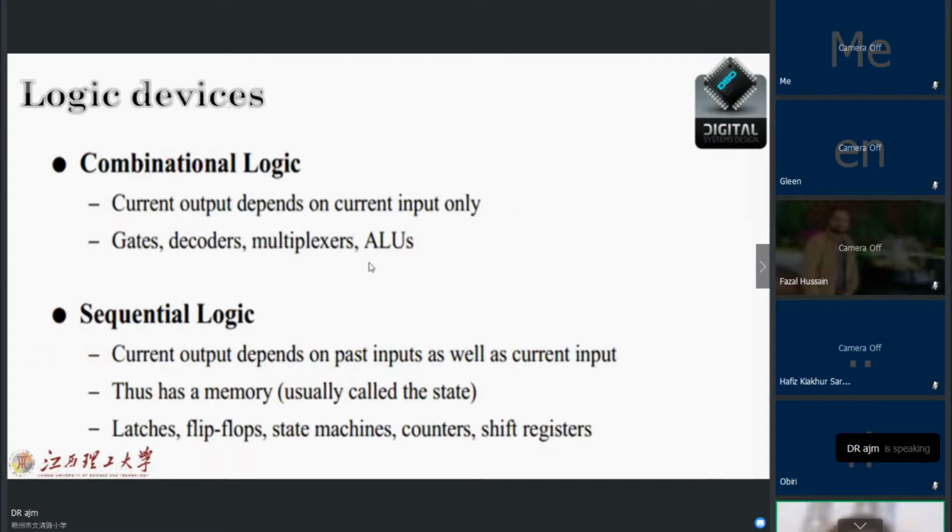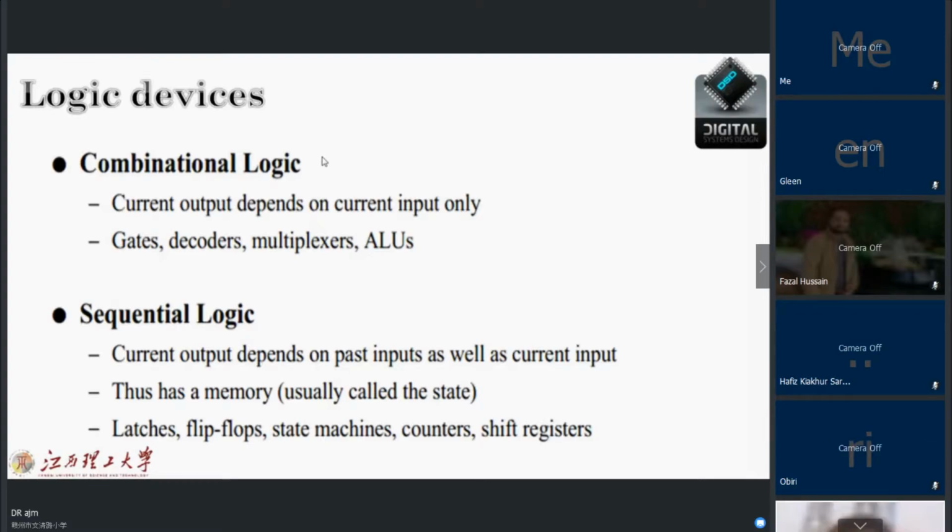Let us compare these combinational logic and sequential logic. Combinational logic is the previous design that you have done till now, and in them the current output depends on the current inputs only. We can use them as arithmetic logic units or ALUs. We can use them in multiplexers, or in decoders and any gate design. But the new concept that we are now searching for is sequential logic, where the current output depends on the past input, as well as the current input. And then we have some terms like memory, which generally is named state.